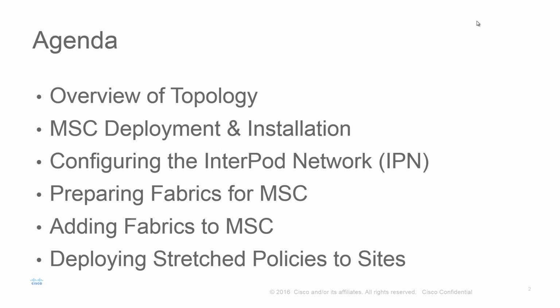Next, we'll cover the Interpod network configuration, and this is again outside of the multi-site controller's realm. It's not going to manage that for us. That's something we have to configure ourselves, so we'll walk through that. For today, we'll be using a Nexus 9200 as the IPN device.